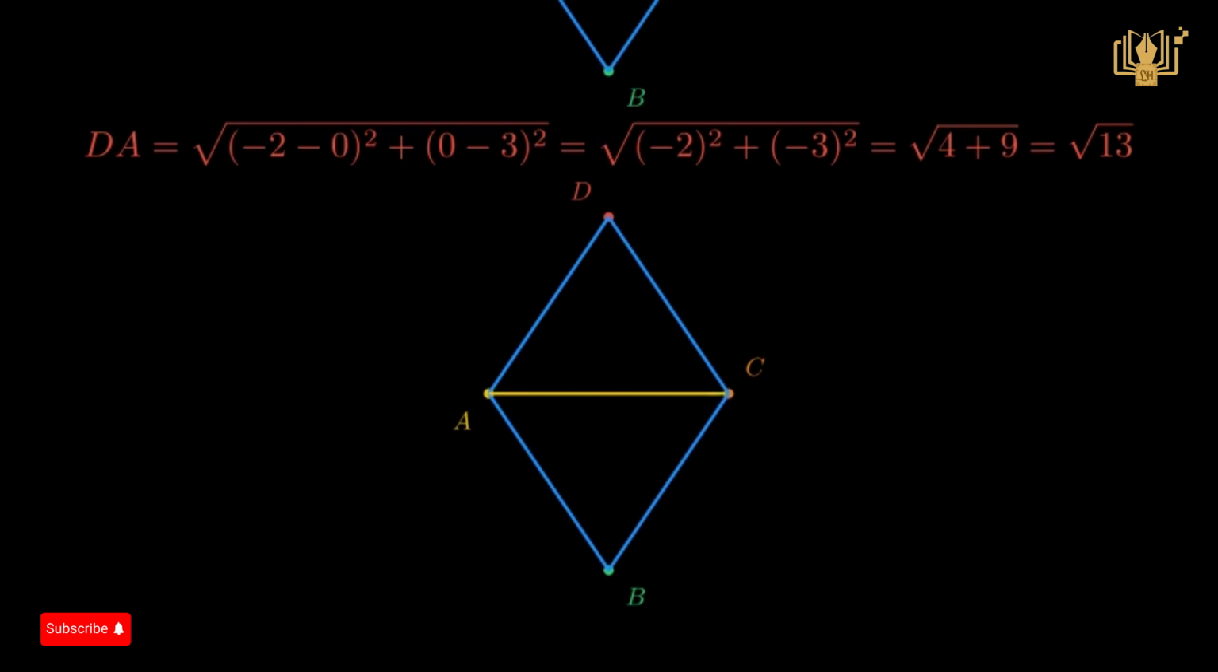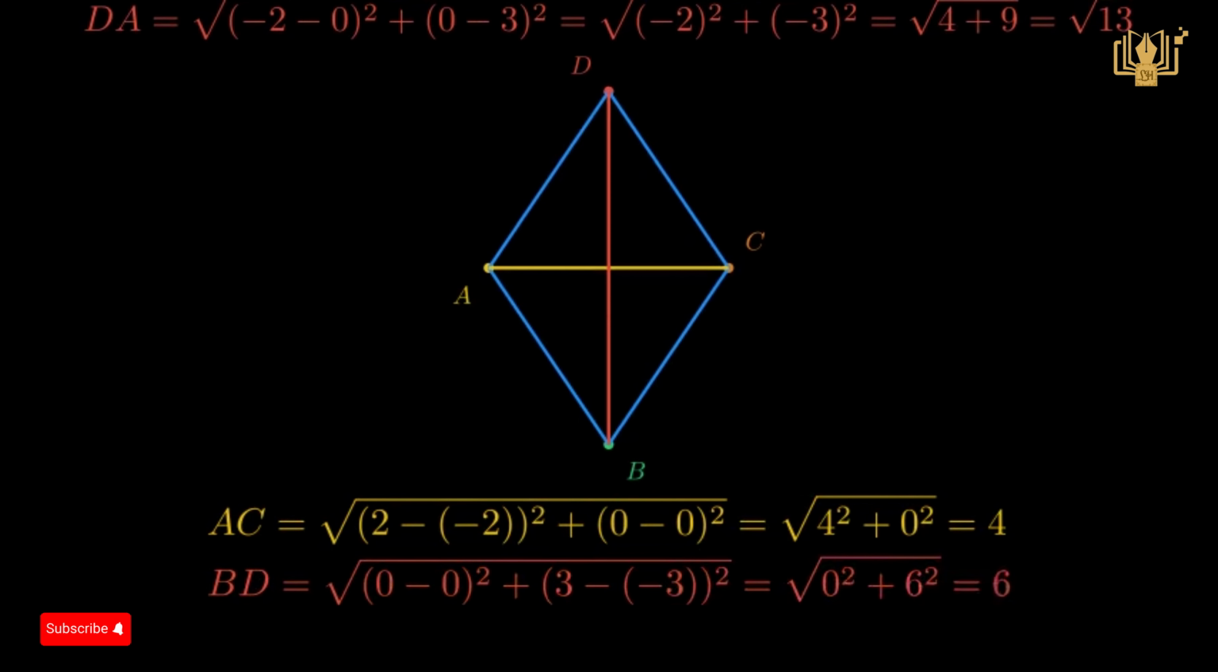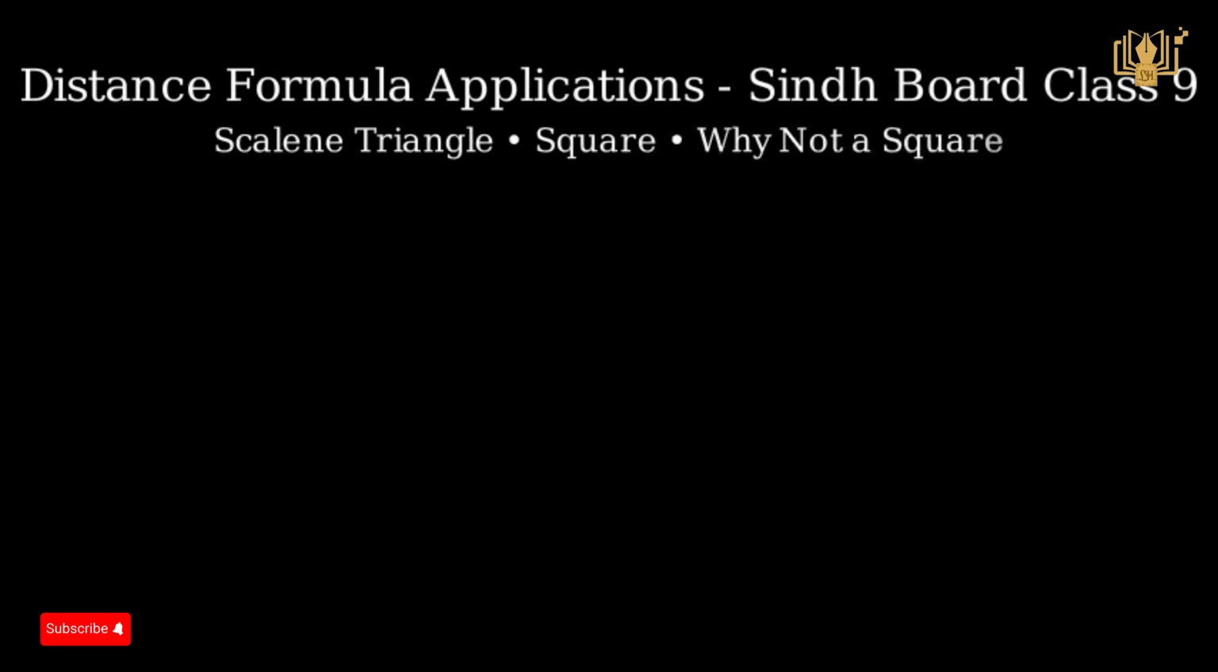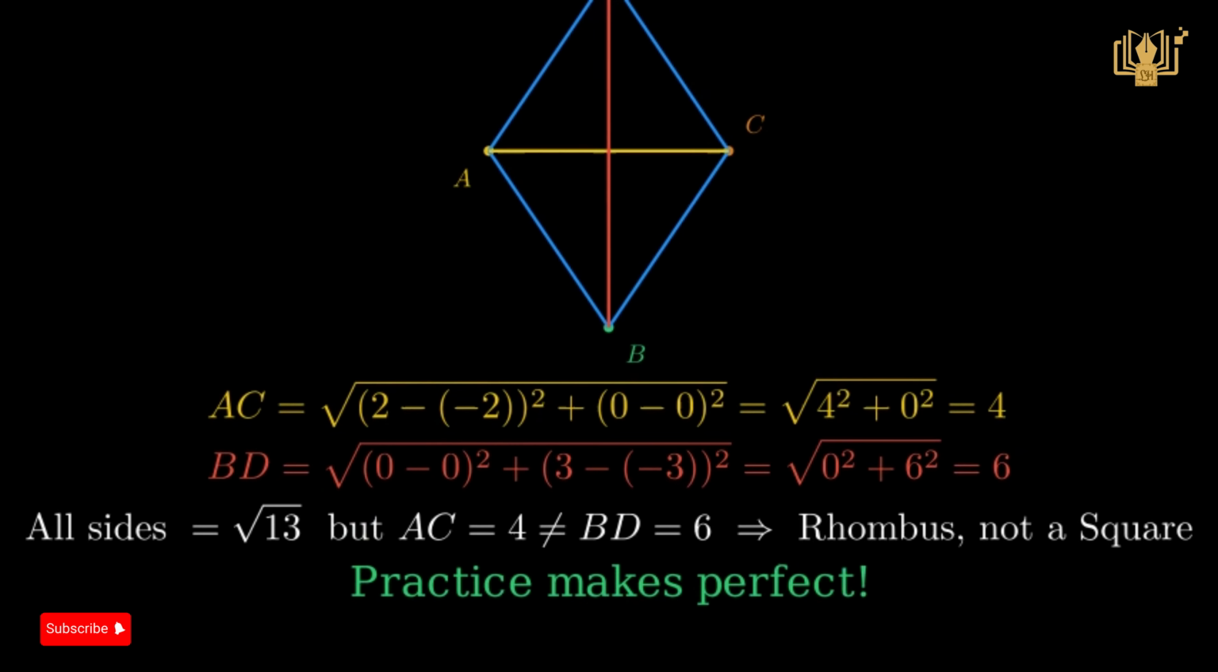Great work! We used the distance formula to classify a triangle as scalene, to prove 4 points form a square, and to explain why another set of points forms a rhombus but not a square. Practice by plotting and computing more sets of points on your own.